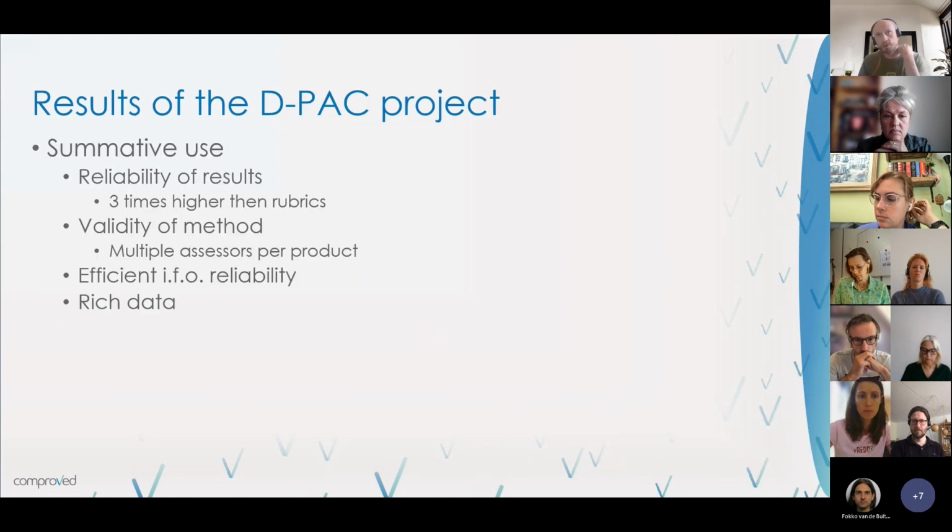What we found in the research project was that for summative use, the reliability was much higher than the more common ways of grading by rubrics or criteria. It was a valid method because there are multiple assessors who look at the products. It's efficient if you are interested in high reliability, and you have some rich data which tells you more than just a grade.